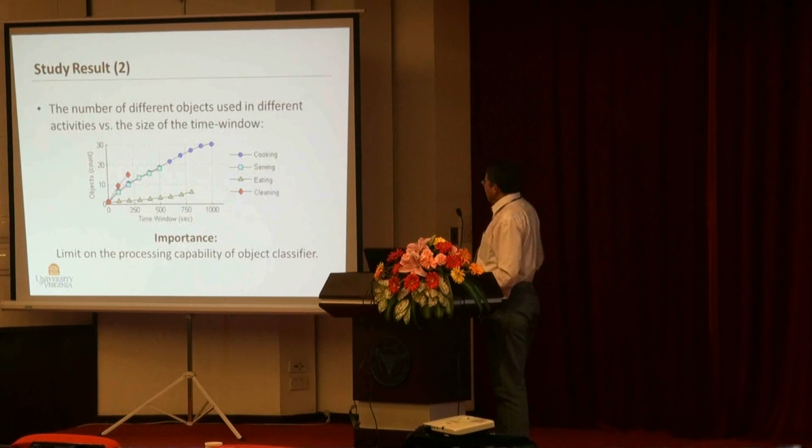The second observation is that the longer you observe, the more objects you need to track. So, for example, for 500 seconds, you see about 20 objects need to be tracked in general. For some activities, the number is still low, but for others it is growing. And in the paper, I saw that 20 happens to be the limit for the number of objects the process can handle for tracking.